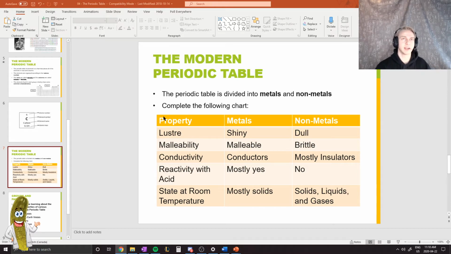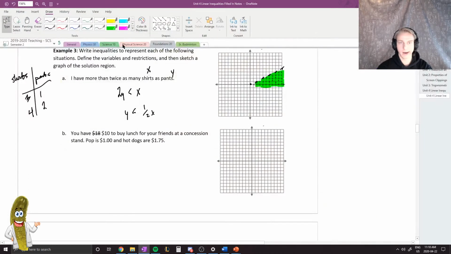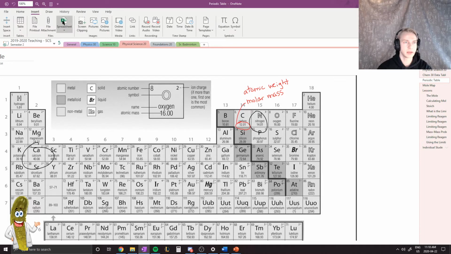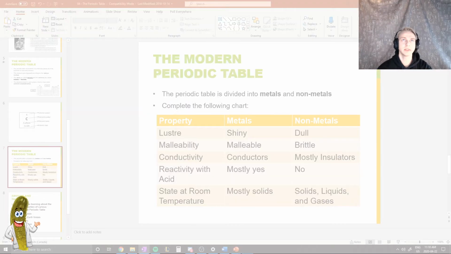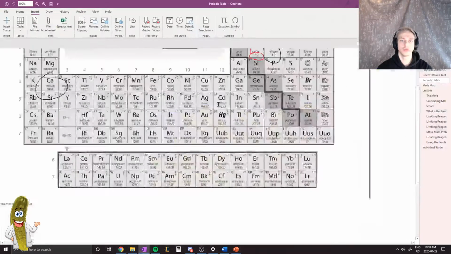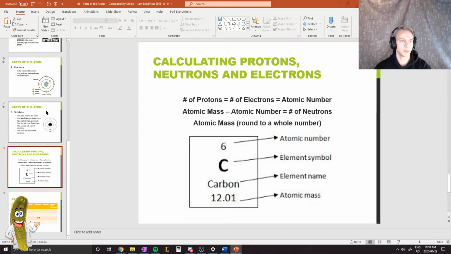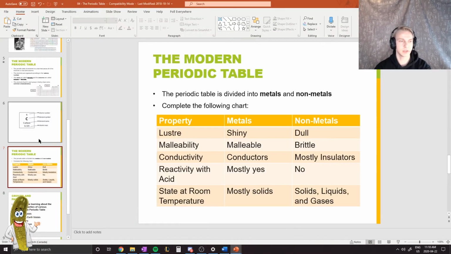Basically, there's a staircase that exists on the periodic table, and that staircase communicates which elements are metals and which elements are non-metals. So let me take a screen clipping of this here. We'll cut that out of there, and we'll put this in this presentation here so you can see.